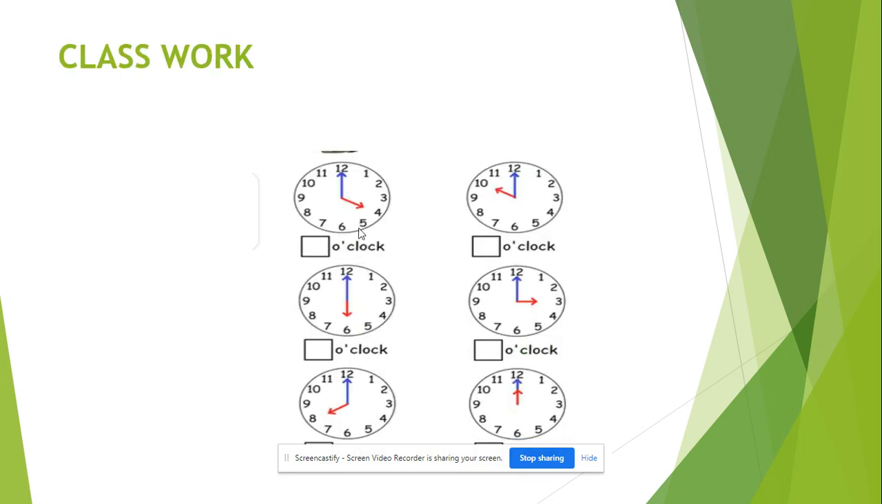So here is your classwork. You can see your long hand is the blue hand and your short hand is the red. So when your long hand is pointing to 12, remember I told you the time is o'clock. So this is what? This is 4 o'clock. You can see 4 o'clock. I hope we get that now because your long hand is pointing to 12 and your short hand is on 4. I hope you understand.